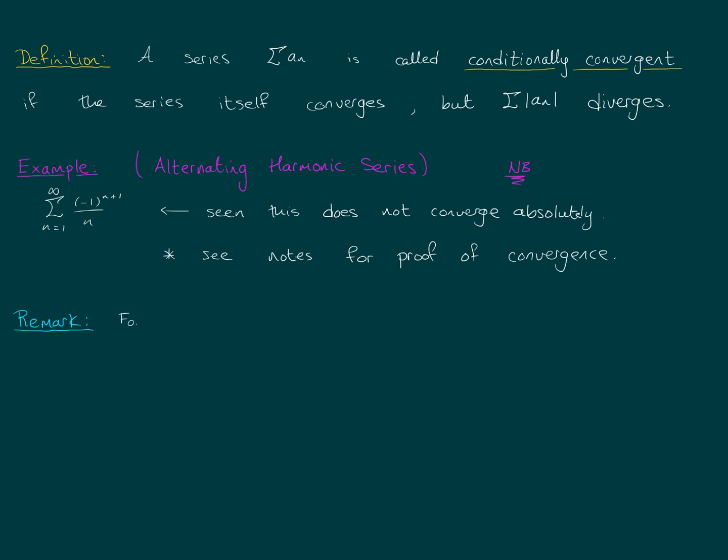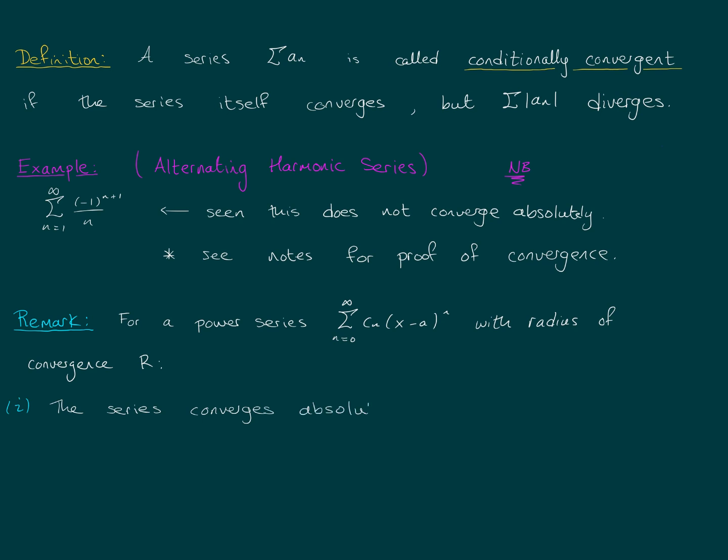Well, remember, we're trying to deal with power series. So for a power series, sum Cn (x minus a) to the n, centered at a, n equals 0 to infinity, with radius of convergence R. First point, the series converges absolutely. So not only converges, the series converges absolutely for absolute value x minus a less than R.